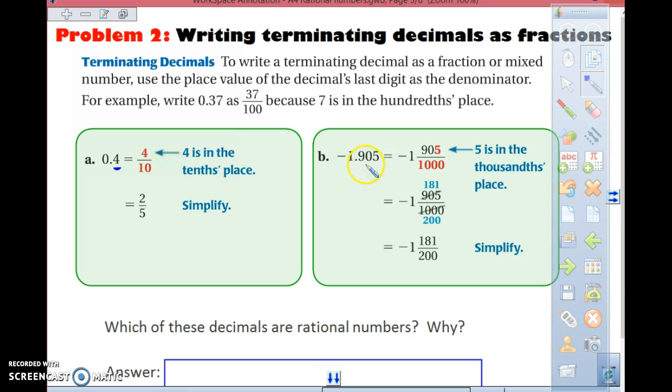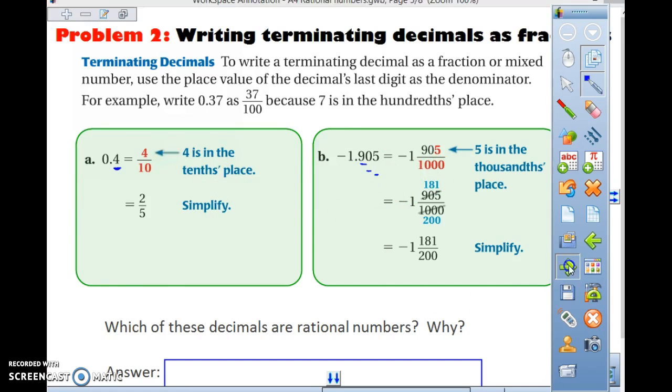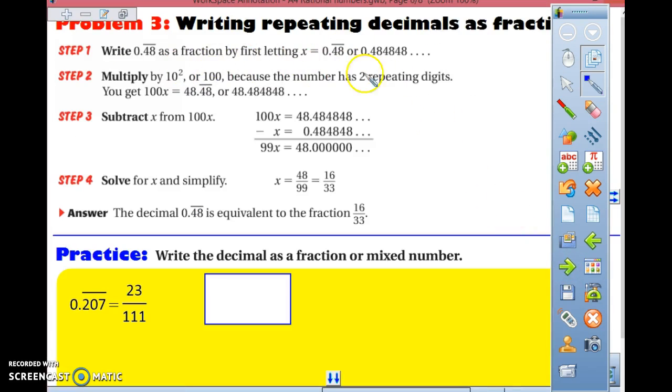1.905. So this is the tenths, the hundredths, and the thousandths place. So then we could rewrite the 905 as 905 over 1,000. So when it is terminating, we can always write that as a fraction. When it is repeating, there's a little more math to writing out that fraction.